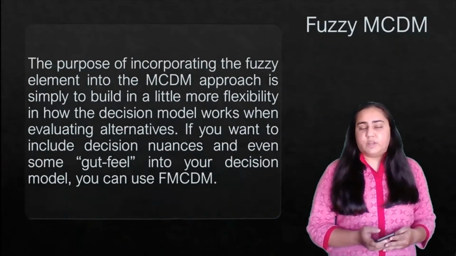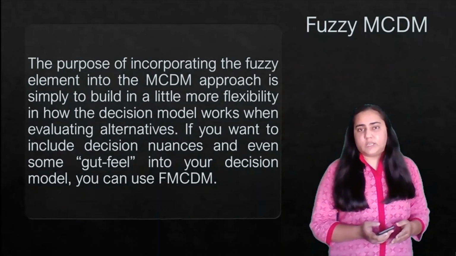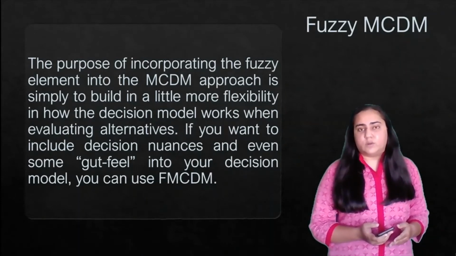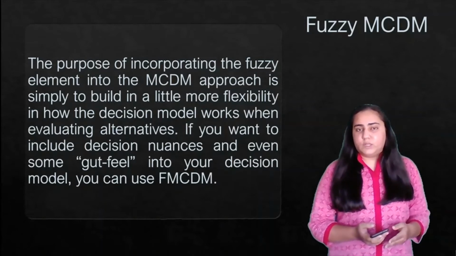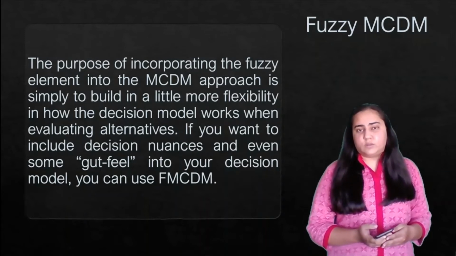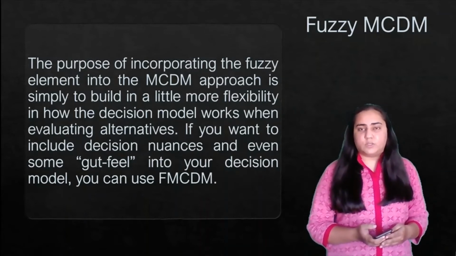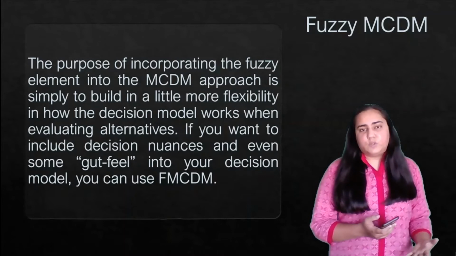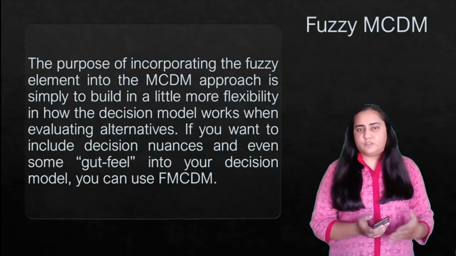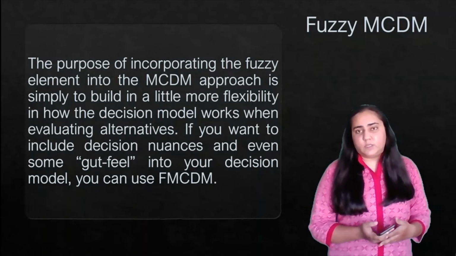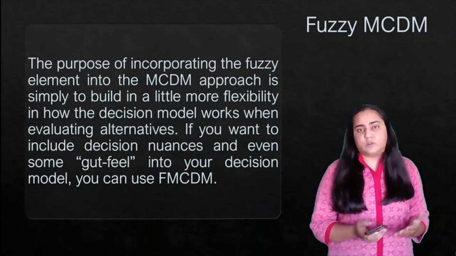The purpose of incorporating the fuzzy element into the MCDM approach is simply to build in a little more flexibility in how the decision model works when evaluating alternatives. If you want to include decision nuances and even some gut feel into your decision model, then you can use FMCDM, which is fuzzy multi-criteria decision making. So that's right. If you want to introduce some intuition, gut feeling inside your decision-making process, then you should use fuzzy MCDM because it allows you to give scores between 0 and 1.